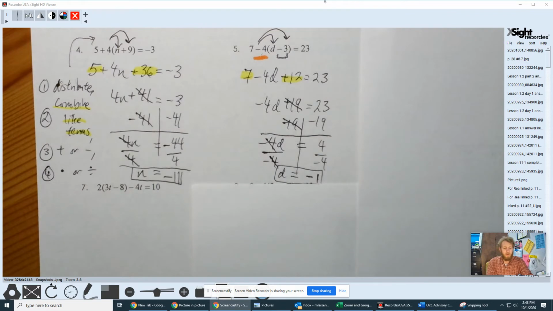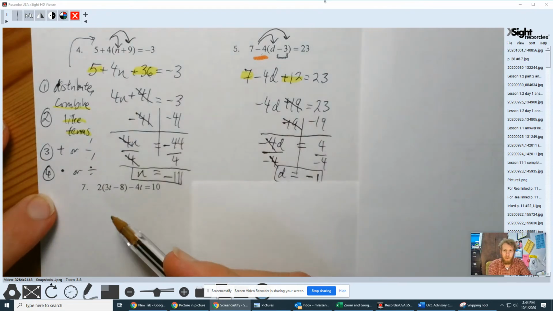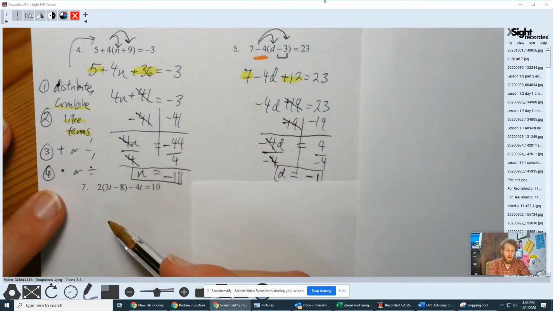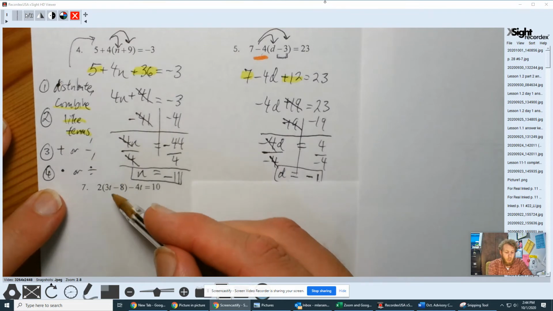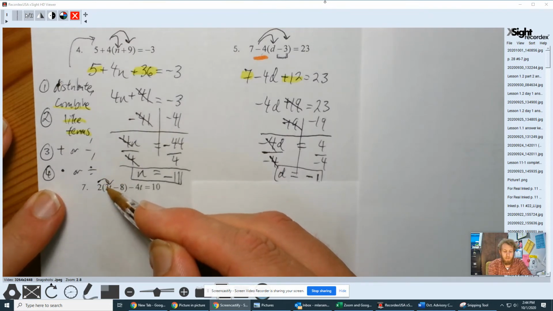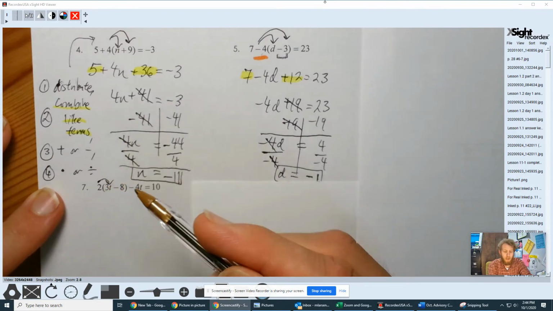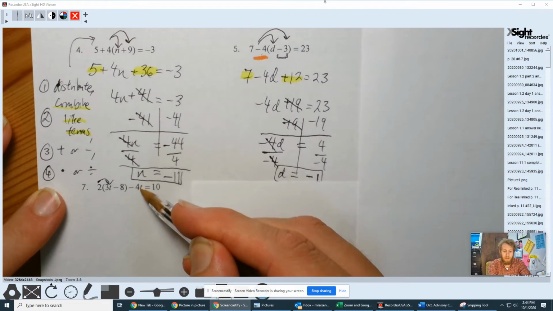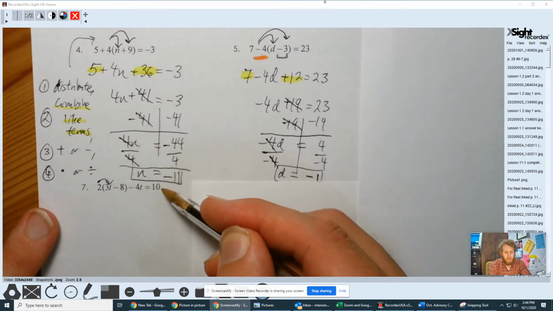Sometimes I have to go a little further with this than I normally do. Let's see what happens on the very last one that I have right here, and then there will be a few others that I'm going to have us try. Quickly, I'm going to distribute. On this problem, I have 2 times something, 3 times t minus 8, on the inside. -4t equals 10 on this problem.